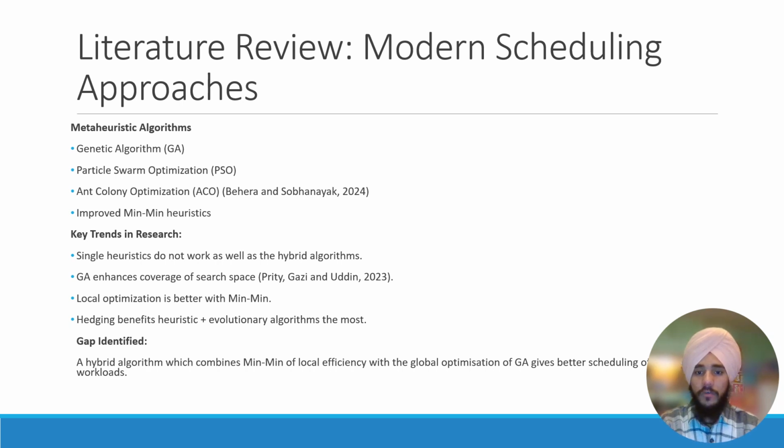Genetic algorithm provides a good global search ability, whereas min-min is efficient in local optimization. These techniques may be integrated to come up with a scheduling technique that is fast and flexible at the same time. This is what the hybrid design is based on basically. So they also identify the gap, which is in a hybrid algorithm, which combines both global search and min-min local efficiency.